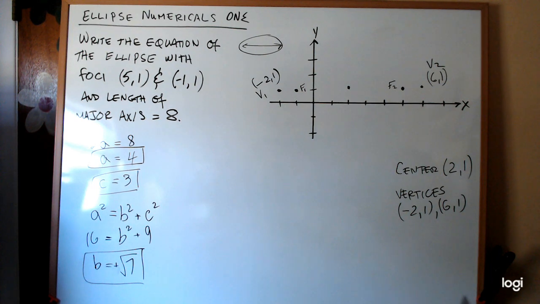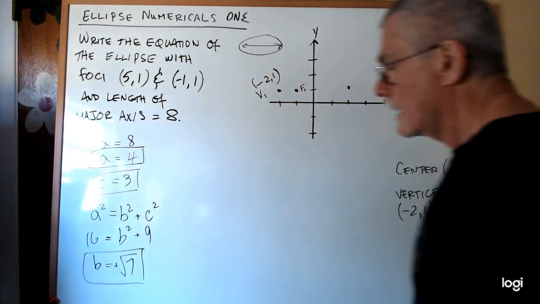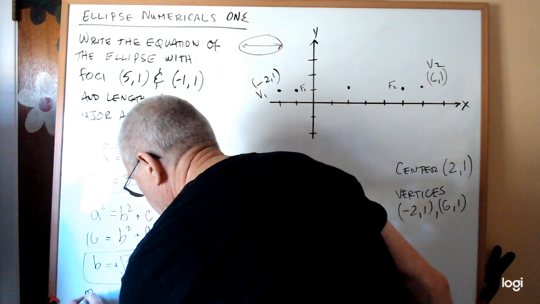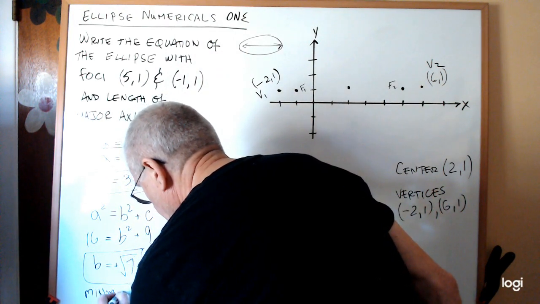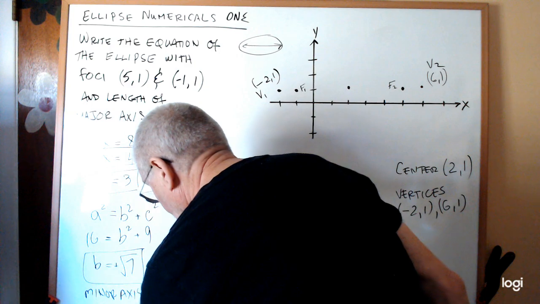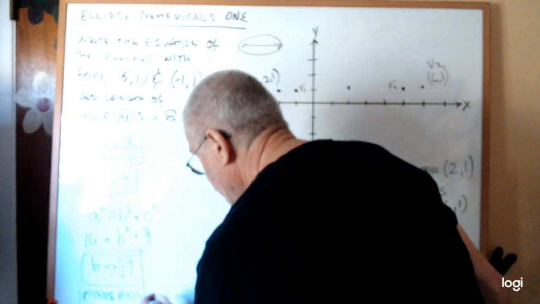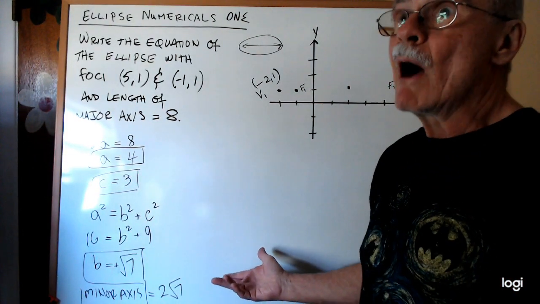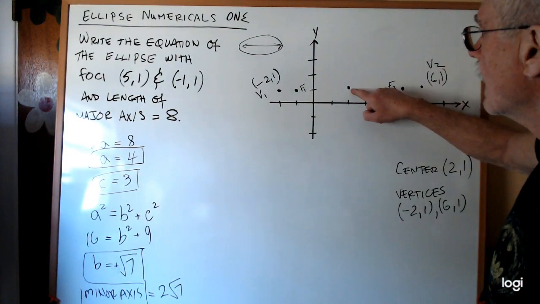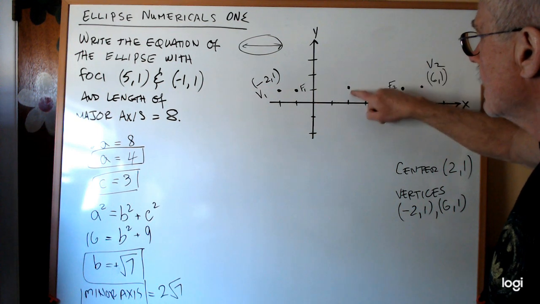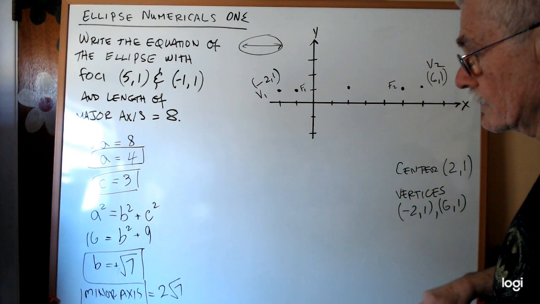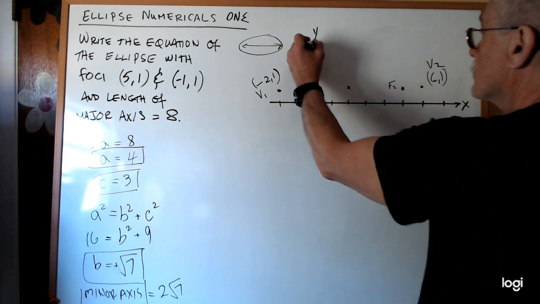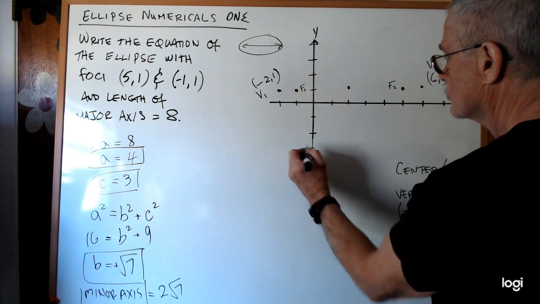Okay, so what I'm now going to do is use b. b is radical 7. The length of the minor axis is 2b, so it's 2 radical 7. What that means in English, I'm just going to count boxes. I'm going to start at the center, go up radical 7 units and go down radical 7 units. Radical 7 is about 2.6.